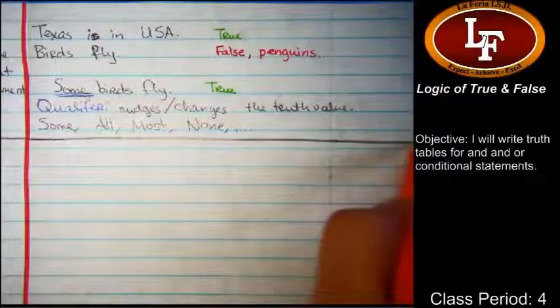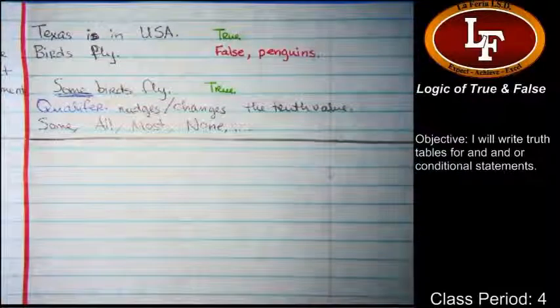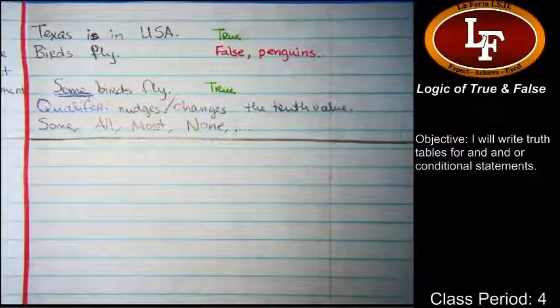Start a new section. Okay? Start a new section. So put a line straight through, across one side of the paper to the other.